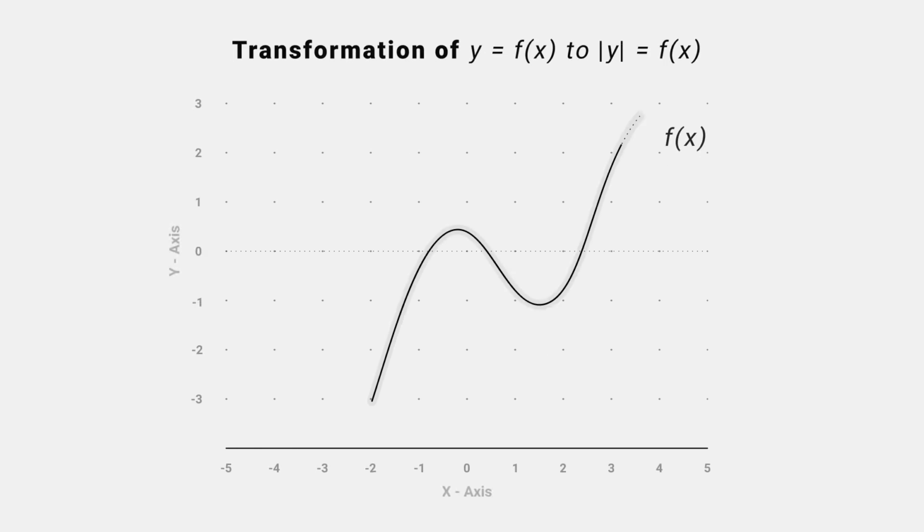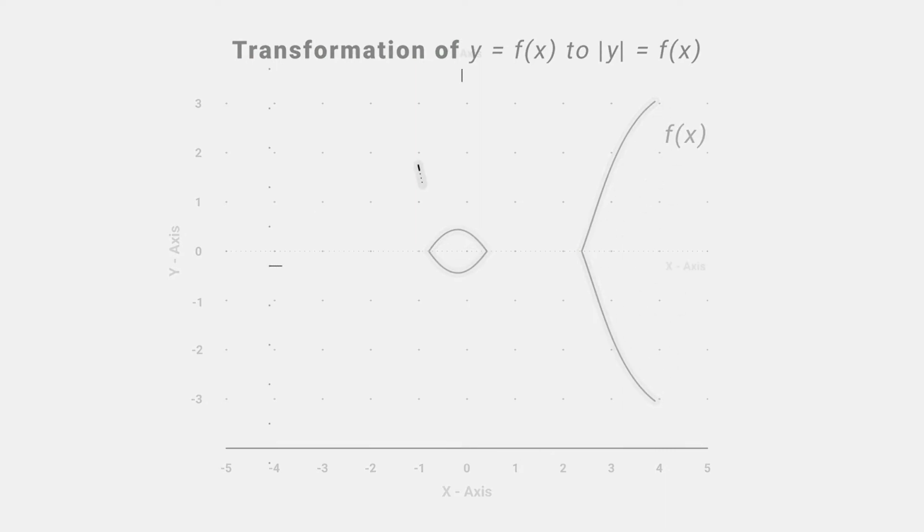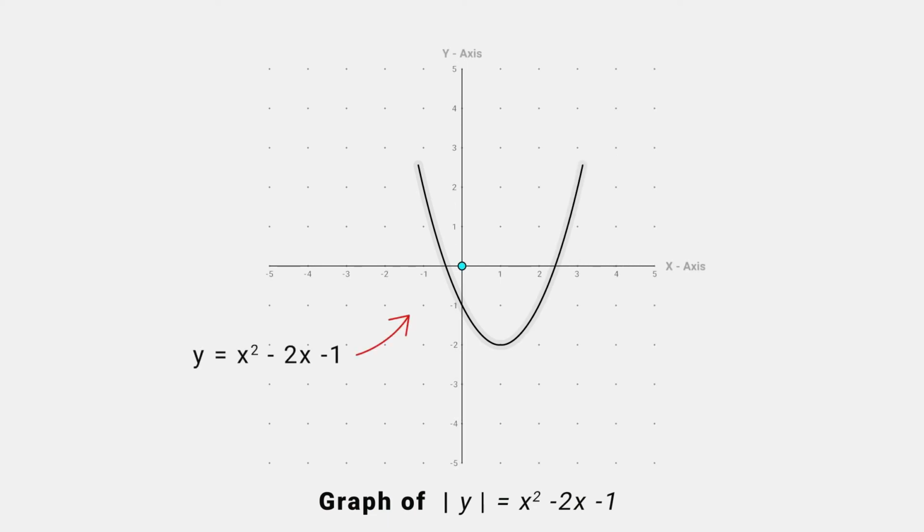Here, we have to neglect the portion of the graph which lies below the x-axis, and we have to reflect the above part about the x-axis. For example, |y| = x² - 2x - 3. Now neglect the portion below the x-axis and reflect the above part.